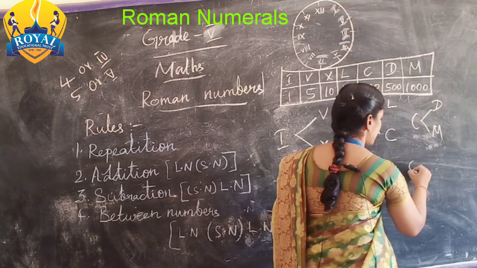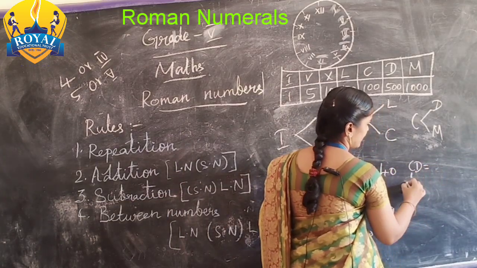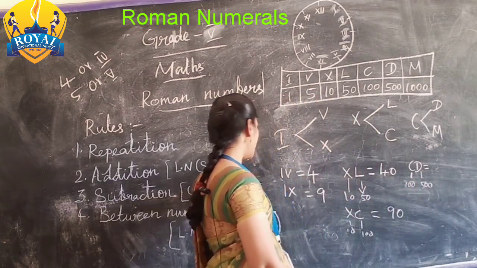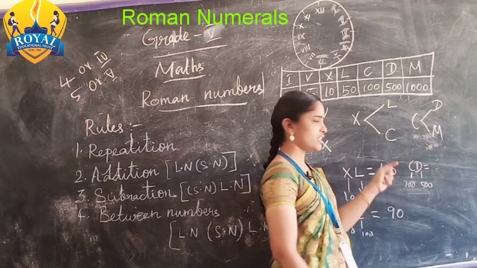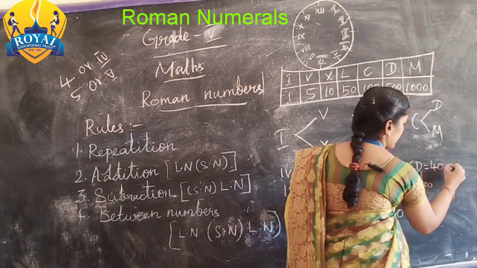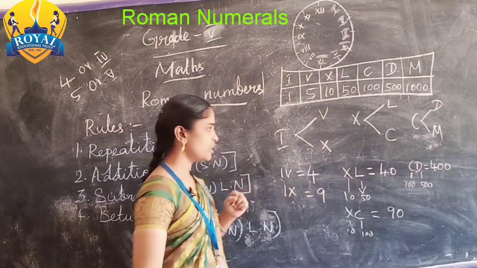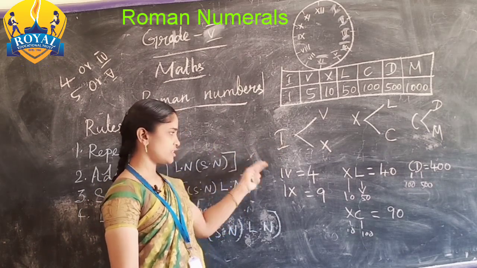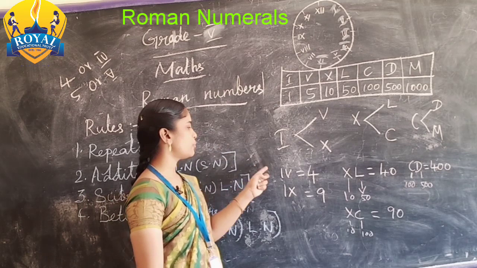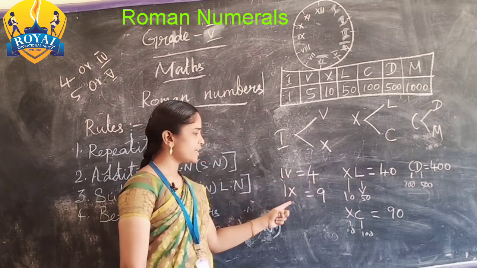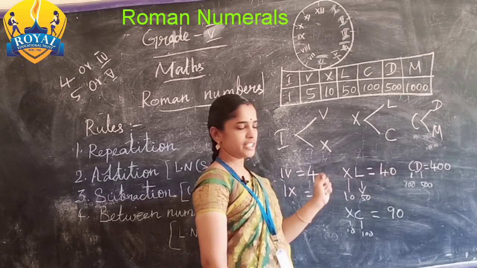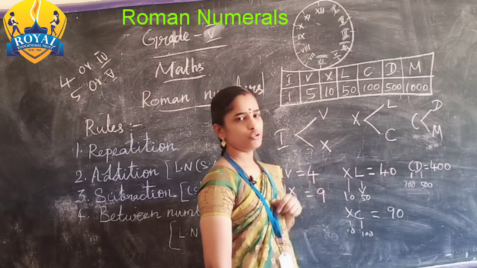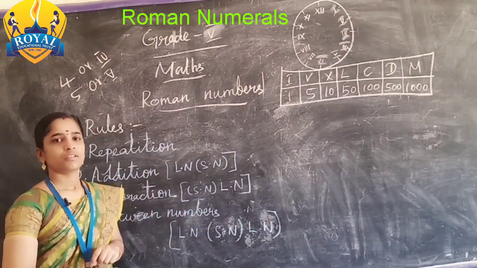The next one, CD: C indicates 100, D indicates 500, so by the rule of subtraction, 500 minus 100, we get 400. Okay students, D is 500. This rule is very important. So IV is equal to 4, IX is equal to 9, XL is equal to 40, XC is equal to 90, and CD is equal to 400. Don't forget.